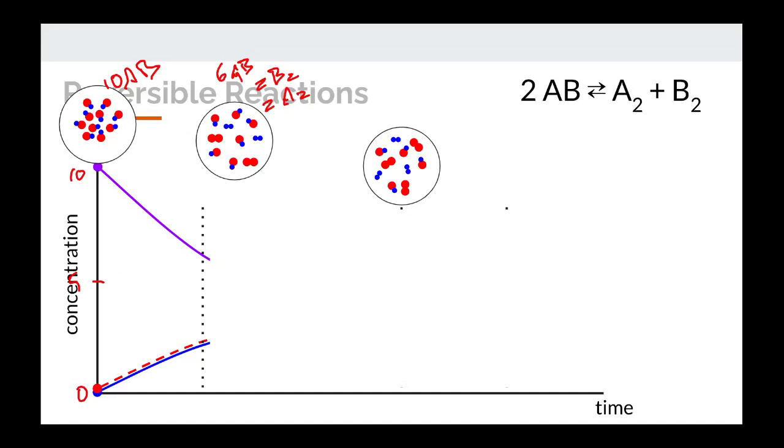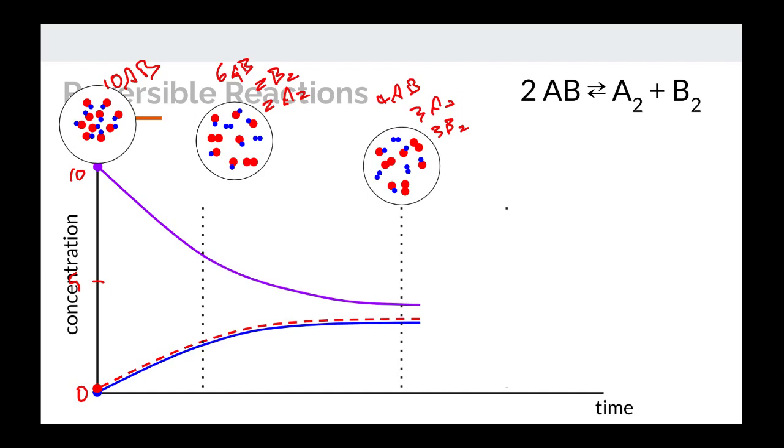Okay, so we let some more time go on, and now we have reached a situation where we have 1, 2, 3, 4 ABs left. So that concentration has decreased, and we now have 3 A2s, and we have 3 B2s. If we let the graph play out, we can see that the concentration of AB has now dropped below 5, and the concentration of A2 and B2 has gone up a little bit higher.